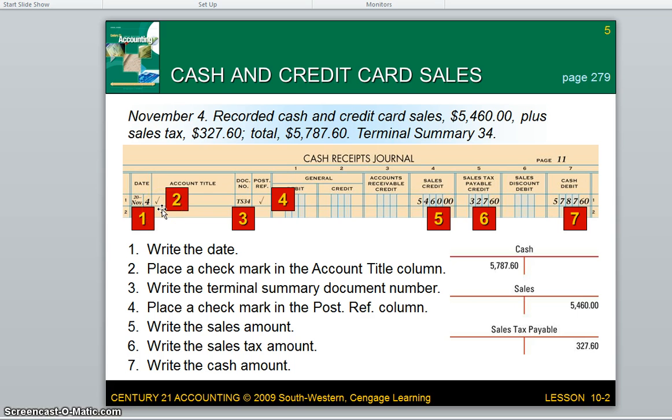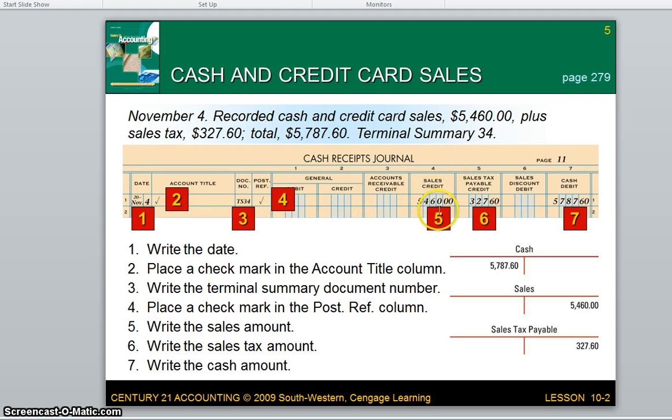We don't have an account title for our recorded sales for the day, so we use the check mark for that account title, and in Applet we use the little V for our check mark. TS34 for terminal summary 34 goes in our document column, and post reference we're going to put that V in there as well. We'll explain more about that later as to why, but we put the V in the post reference when we have a V in our account title for our sales for the day.